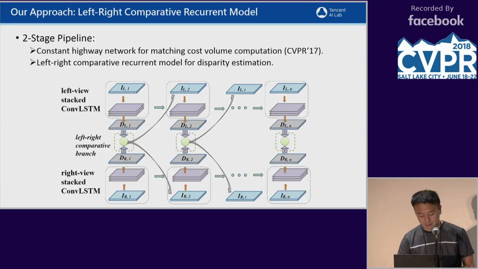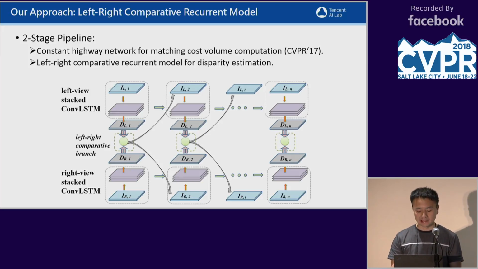To achieve the goal of integrating left-right consistency check into the disparity estimation model, we propose a left-right comparative recurrent model. We call it the LRCR model here. This model requires the matching cost volumes of both views to be pre-obtained, and takes the matching cost as input to generate the disparity of both views. We obtain the matching cost volumes of both views with the constant highway network.